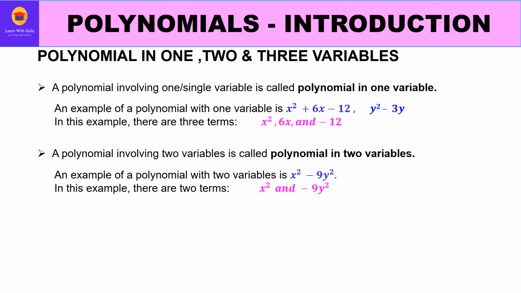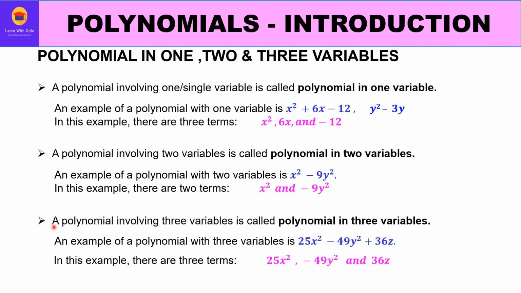Right? Now, a polynomial involving two variables is called a polynomial in two variables. For example, x square minus 9y square. So the two variables used over here are x and y, and the two terms are x square and minus 9y square, right? Now similarly, a polynomial involving three variables is called a polynomial in three variables.